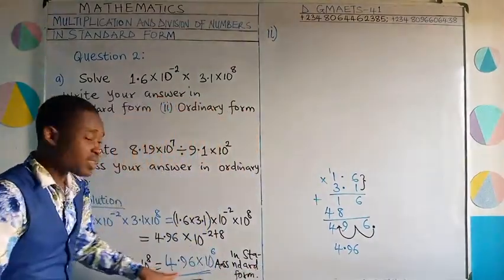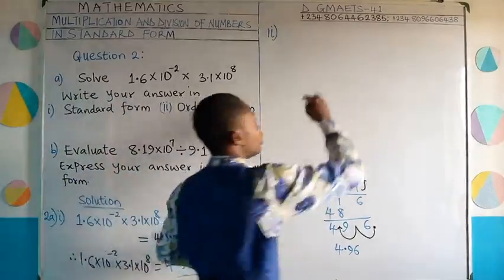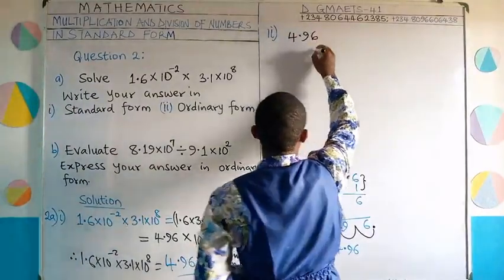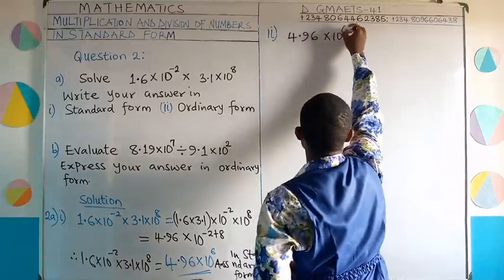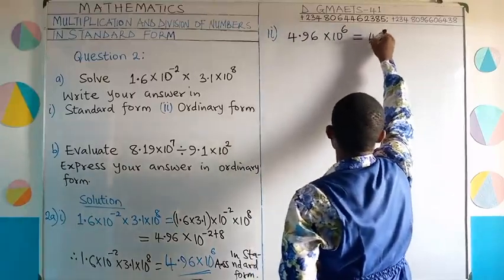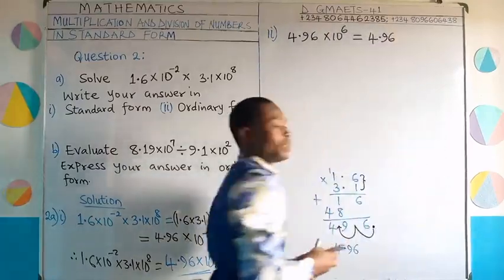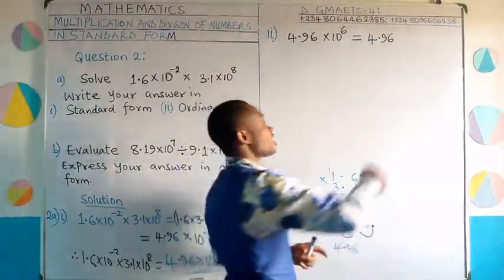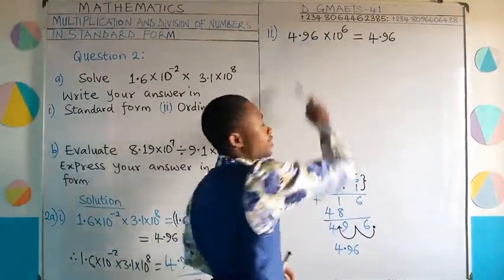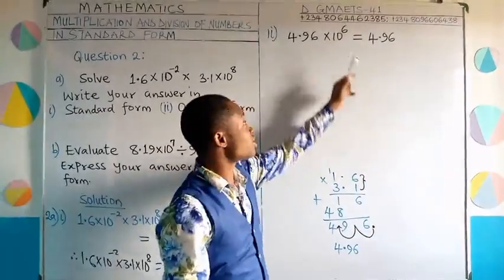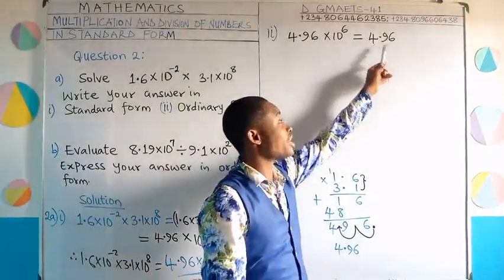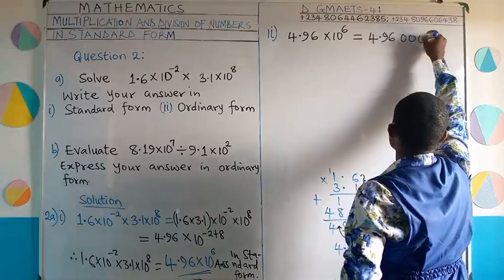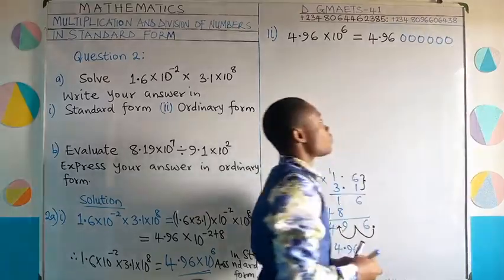I'm going to write this answer in standard form, then from there I will change it to ordinary form. 4.96 times 10 to the power of 6. Now, look at this: times 10 raised to the power 6 simply tells us that we have 6 zeros after this 4.96. Is that okay? We have how many zeros? 6 zeros. So this 4.96 is simply the same as 4.96 with 1, 2, 3, 4, 5, 6 zeros.